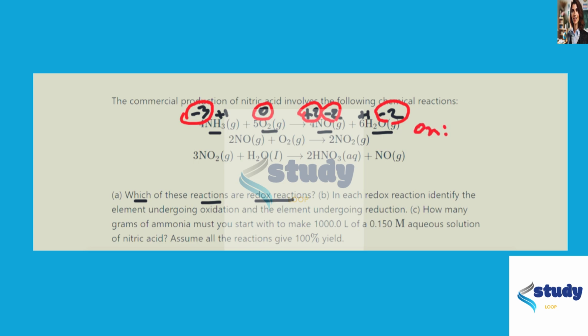is the element which is undergoing oxidation. We are simultaneously answering part B of this. So the element undergoing oxidation in this case is nitrogen, and the element undergoing reduction is oxygen. So this is for the first reaction. Now we'll move to our second one.